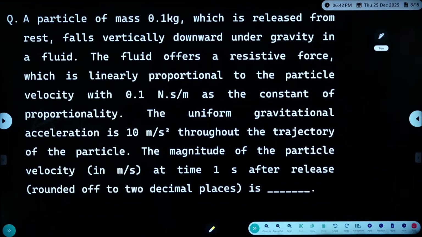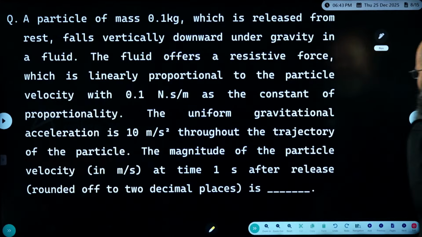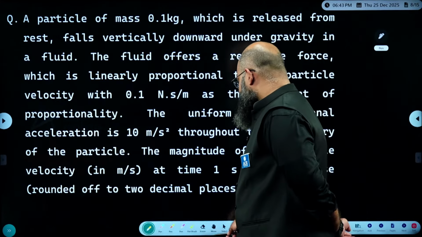The question is saying a particle of mass 0.1 kg which is released from rest falls vertically downward under gravity in a fluid. The fluid offers a resistive force which is linearly proportional to the particle velocity with 0.1 Newton second per meter as a constant of proportionality. Something not exactly viscosity, something similar to viscosity, not exactly viscosity though. The uniform gravitational acceleration is 10 meter per second square throughout the trajectory of the particle. The magnitude of particle velocity in meter per second at time t equal to 1 second after the release is equal to how much? Round off to 2 decimal places.